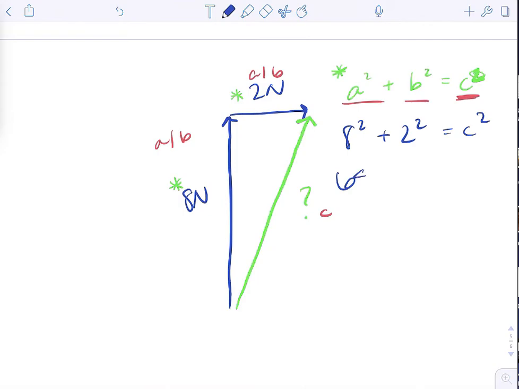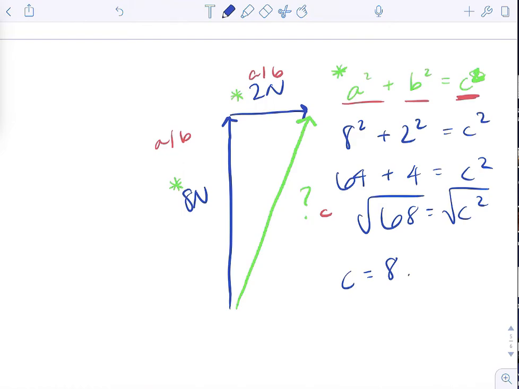So I have 64 plus 4. Oh, be careful. Easy to make an algebra mistake like that. 64 plus 4 equals c squared. Square root of that, 68, and I get about 8.2425 newtons.